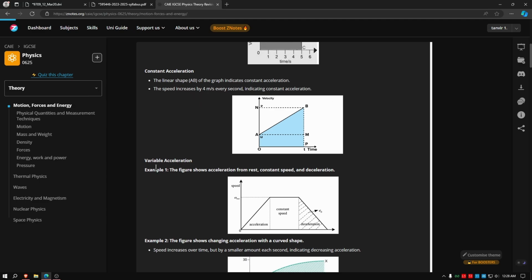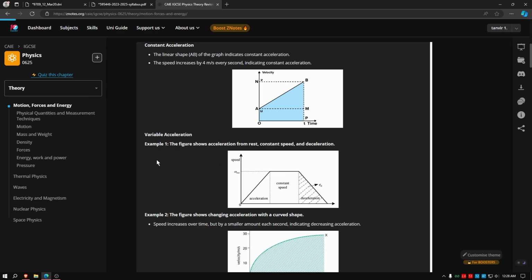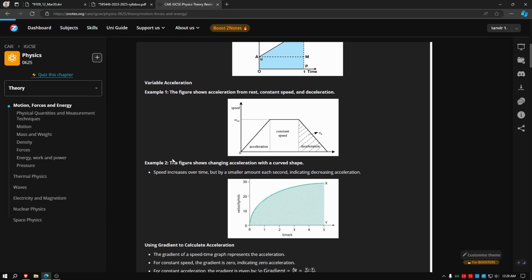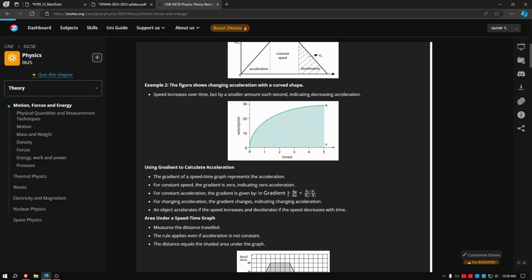Then variable acceleration. This one is constant, but this one is changing acceleration with a curve shape. As you can see, the acceleration is slowly increasing. It is accelerating faster and faster. Then it starts to accelerate less and less until it stops accelerating.